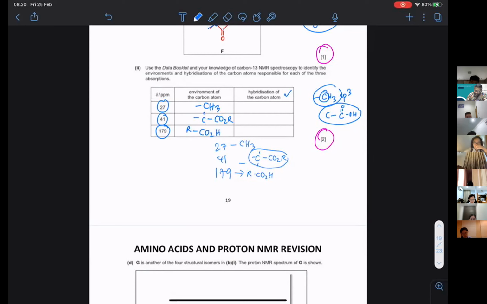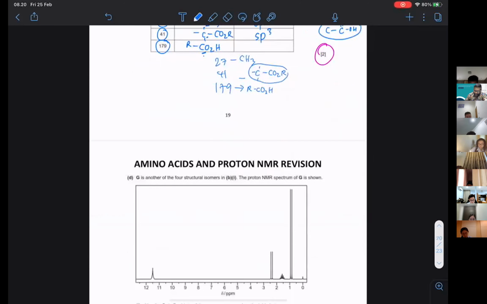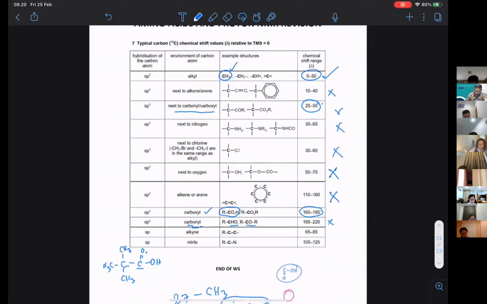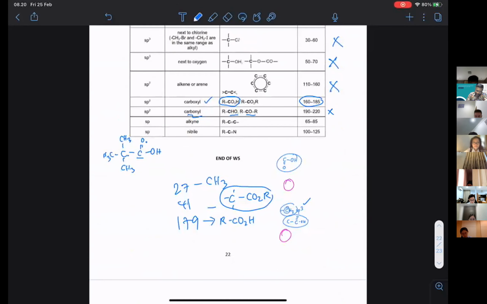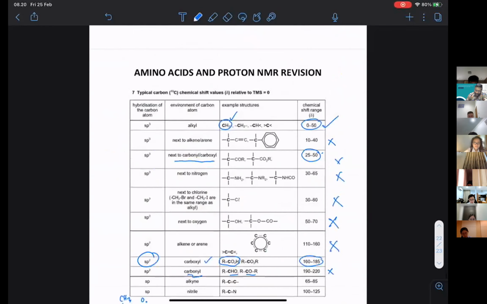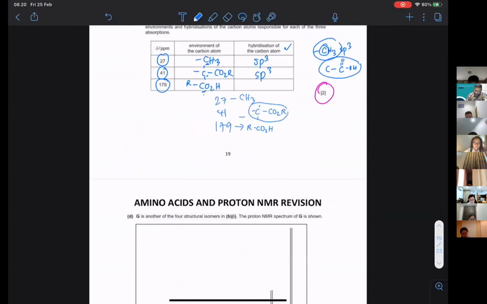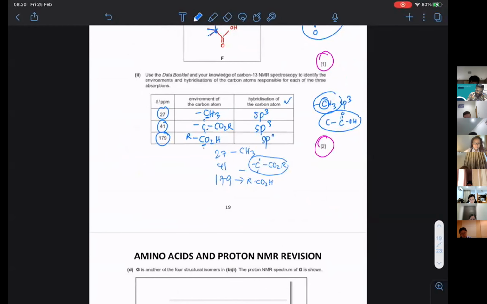RCO2H. This carbon environment, this carbon environment, this carbon environment. Hybridization: sp3, you can refer to the table. So this one, RCO2H, is going to be sp2. Okay, let's look at the answer.